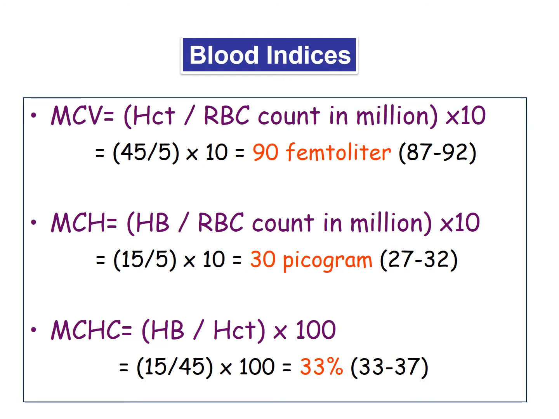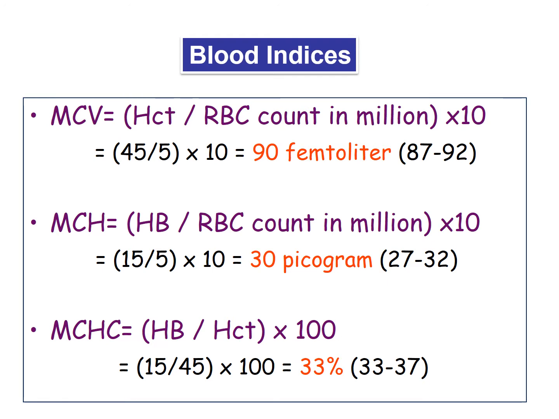Mean corpuscular volume means the mean of the volume of RBCs. So we have to take the volume of whole RBCs, which is the hematocrit value, over the count of RBCs in millions, and multiply it by 10 in order to know the exact mean for the size of the red blood cell. So it's about 90 femtoliter.